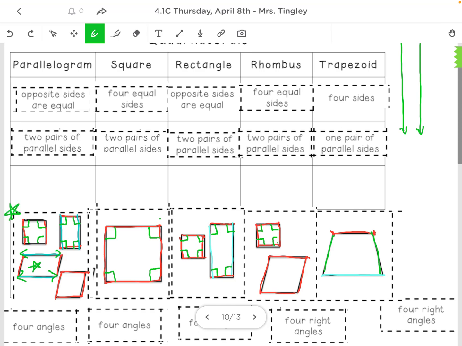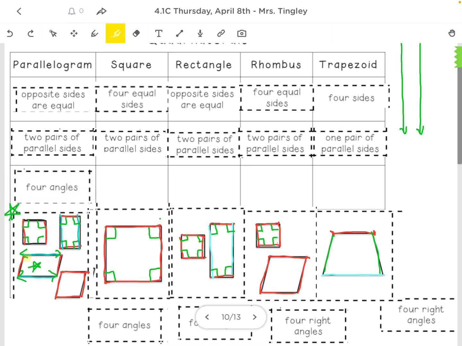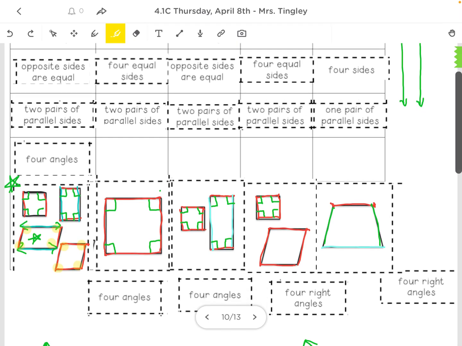So let's look at these characteristics. For a parallelogram, do all of these shapes have right angles? No, but they all have 4 angles. This one has 1, 2, 3, 4 angles. 1, 2, 3, 4. They might be obtuse, they might be acute, but there are 4 angles.